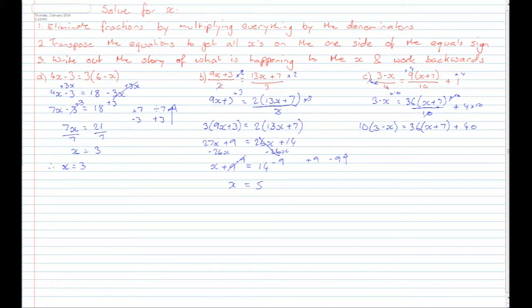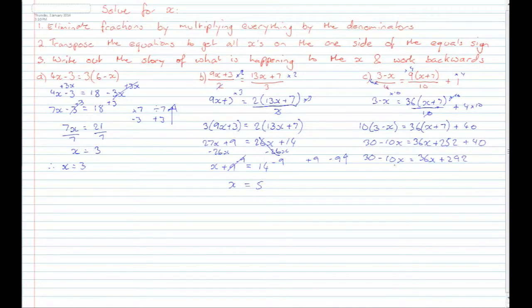Right, let's go through and do this now. So you got 10 times 3 is 30, minus 10x is equal to 36x, because 36 times x is 36x. 36 times 7 is 252. If you don't believe me, check it out on your calculator. And plus 40. Let's combine these two terms here at the end. So you get 30 minus 10x is equal to 36x plus 252 plus 40 is plus 292.